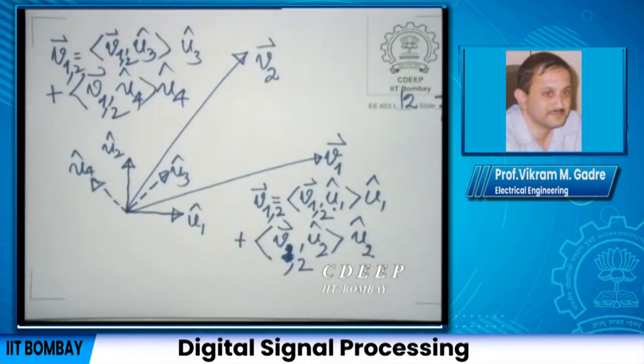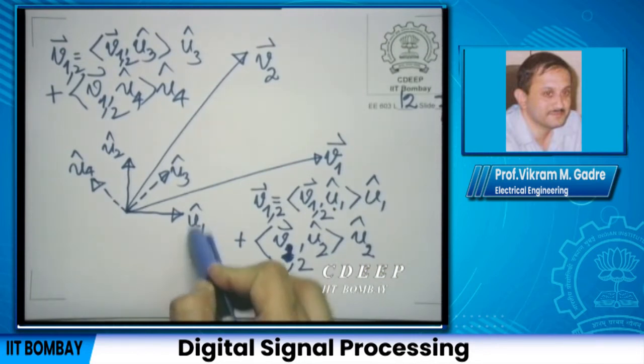So, I can do this both for V1 and V2. Please read this as V1. So, there I have 4 coordinates for V1, the coordinate with respect to U1, U2, U3 and U4, and similarly 4 coordinates for V2.